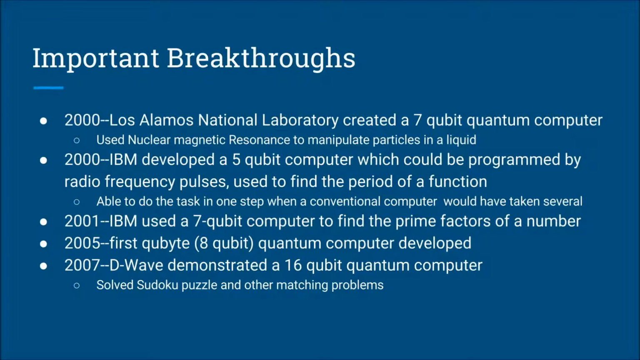Then in 2001, IBM used a 7-qubit computer to find the prime factors of a number, which is a pretty important test, and that showed that they were getting more and more functionality. Then in 2005, the first 8-qubit quantum computer was developed, showing that they were increasing in size. And then in 2007, D-Wave, a Canadian company that makes quantum computers, demonstrated a 16-qubit quantum computer. This one was able to solve puzzles like Sudoku and other matching type problems.